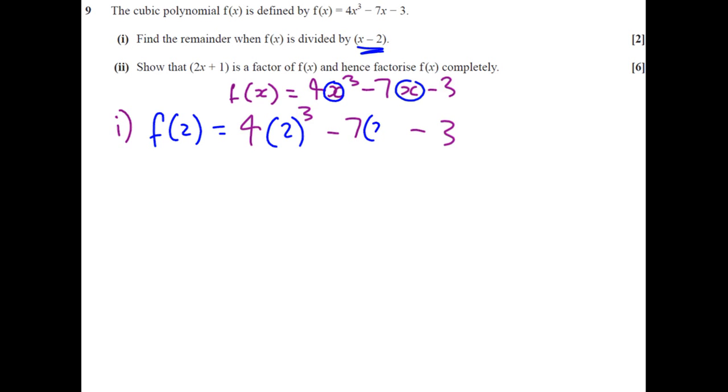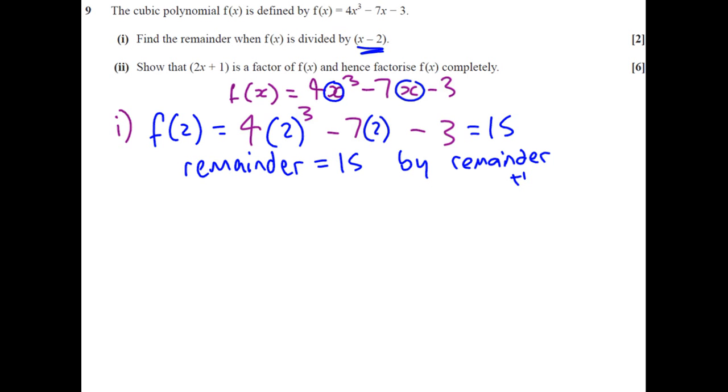So we're subbing in 2 for x. Okay, so 4 times 2 cubed. You can do this on your calculator or in your head. Minus 7 times 2 minus 3 should give you 15. Okay, remainder equals 15. What we just used there is the remainder theorem. You could have done that by long division, but we didn't. Okay, it's quicker to use the remainder theorem.